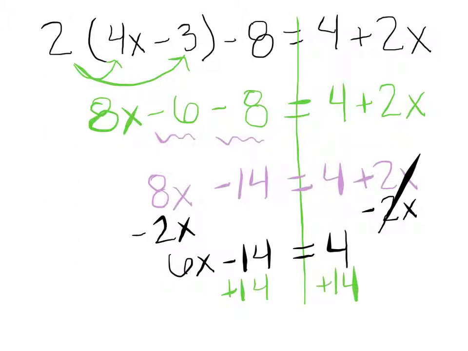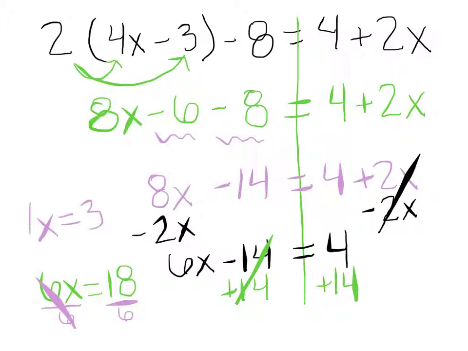I'm running out of space. I'm going to go over to the left-hand corner. So we have 6x left on that side equals 4 plus 14, which is 18. Last step we need to do to get x all by itself, divide both sides by 6. Oh, I'm going to move up. So we get x equals 18 divided by 6, which is 3.